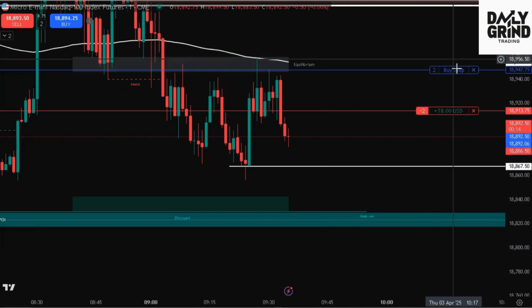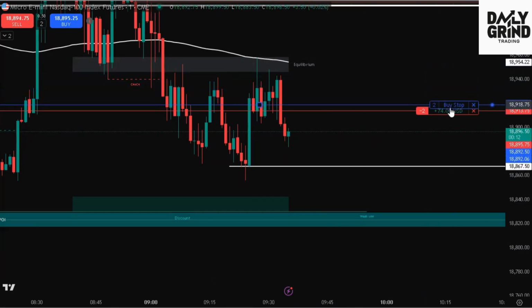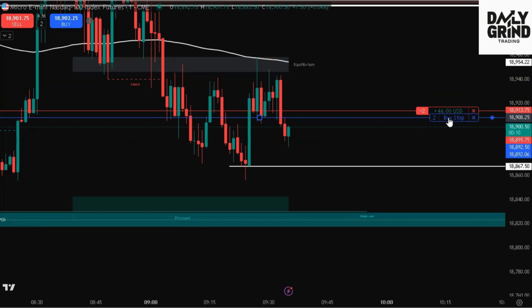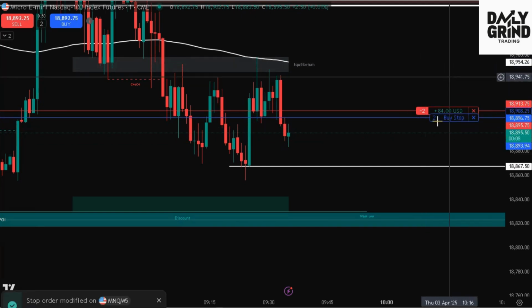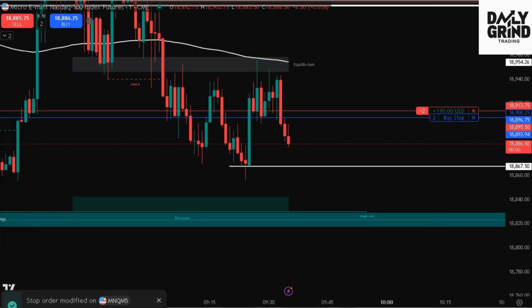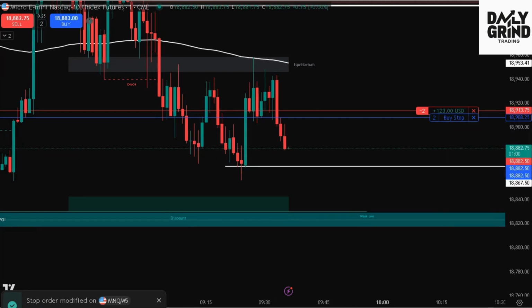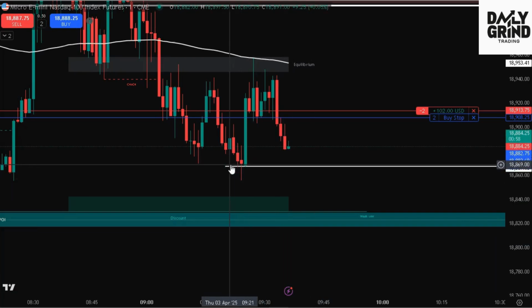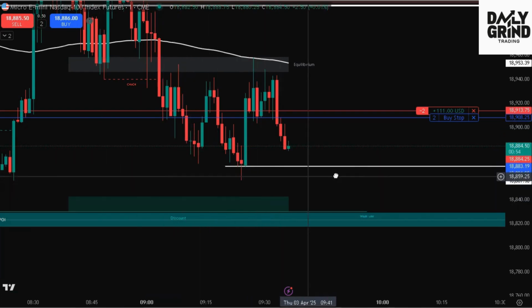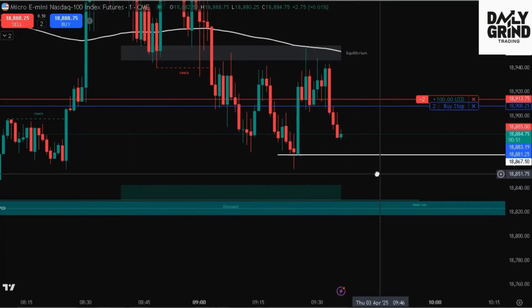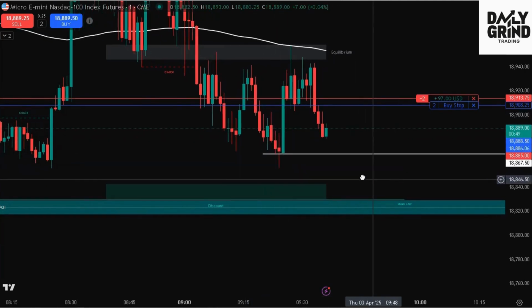Okay, price is going lower. We had our break and retest. I'm going to move my stop loss into profit, making this a risk-free trade. I want to see what price is going to do when it gets back down to 867, where I have this white horizontal line marked here, back at previous lows where price has failed to break.